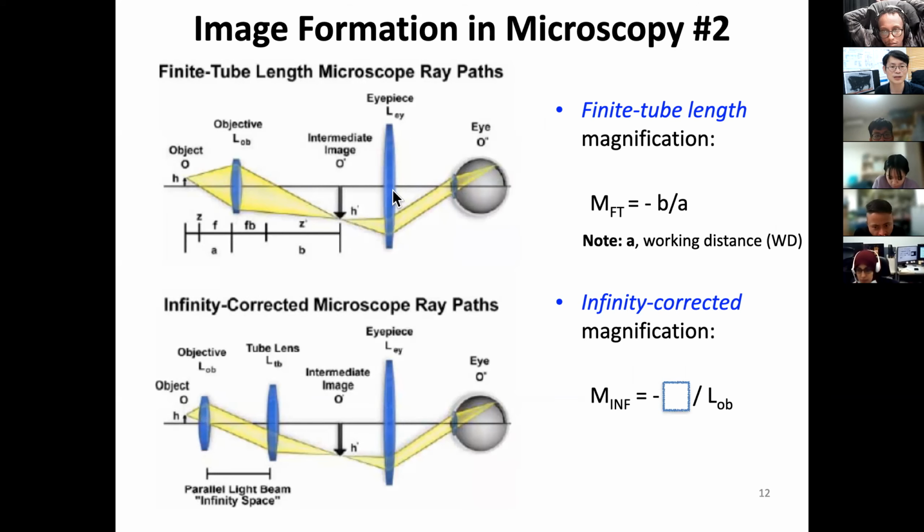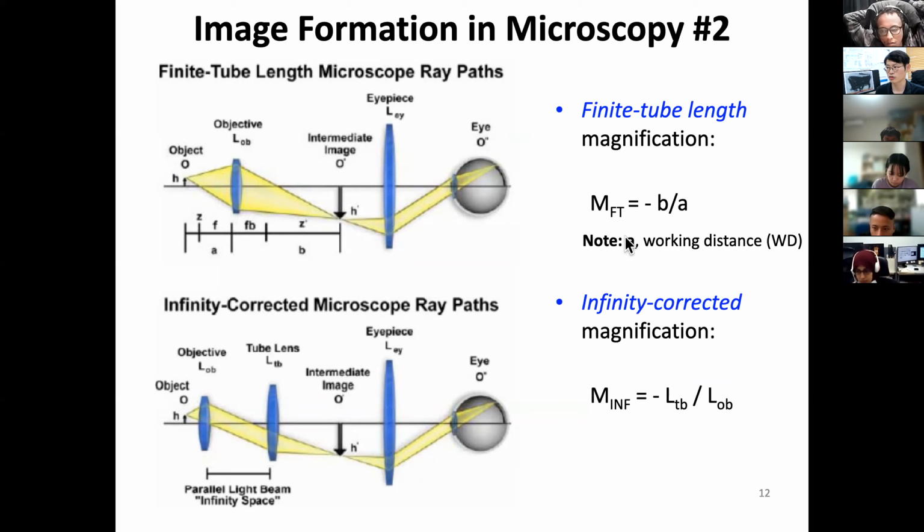So how can we make an image? Because you put an eyepiece there and look, your eye's lens actually becomes another imaging system. So you are looking at this real image on your retina. For infinity-corrected magnification, it is the ratio of the focal length of the tube lens to that of the objective lens. And you notice that this is a minus.